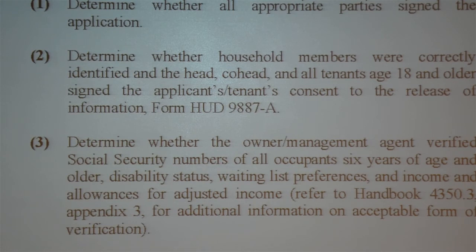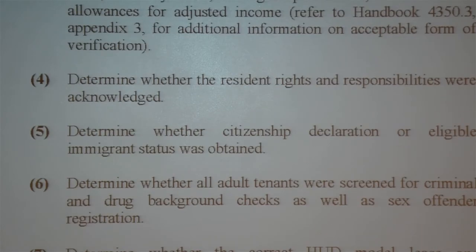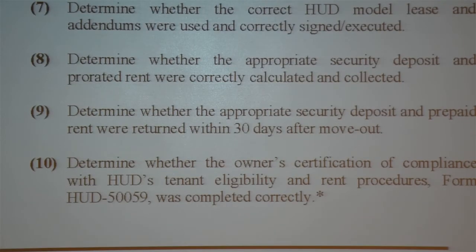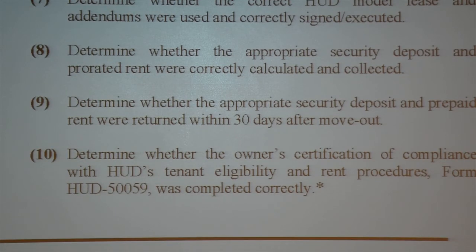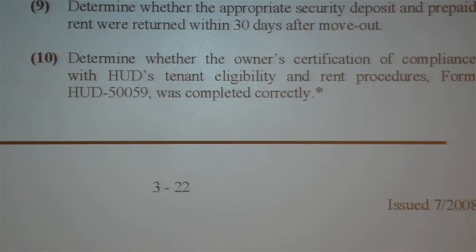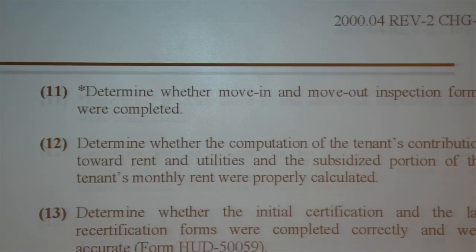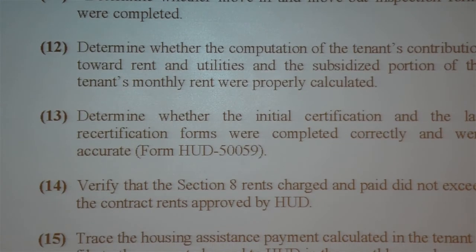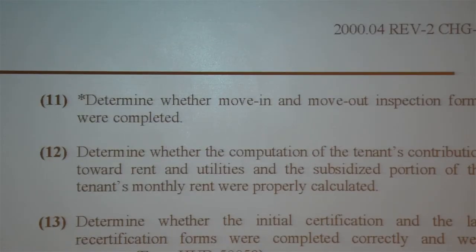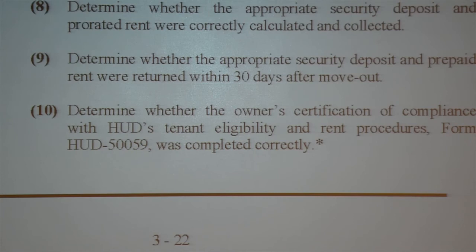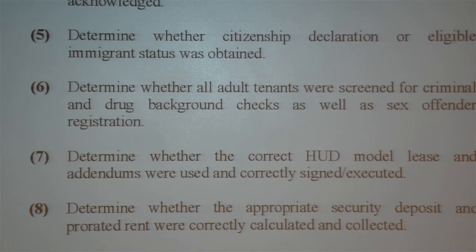So everybody signed the app. Household members were identified, blah, blah, blah. Resident rights, citizenship declared, screened, model lease, security deposit, owner certification. The 5-9 was signed, completed correctly. Computation of contribution for rents and utilities. So when I look at this, where did it ask me to actually get the income from?